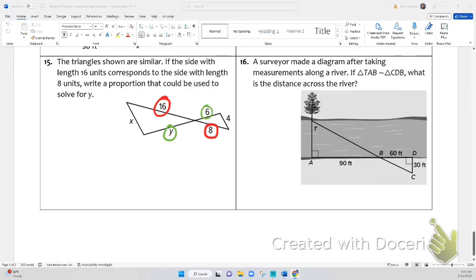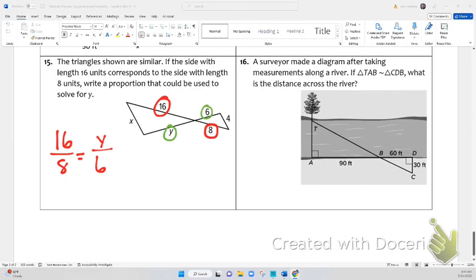So it's asking what proportion we can write in order to solve this problem. Now notice, it doesn't say solve for y, it just says write a proportion that can be used to solve for y. So I'm going to start with the red first. I'm going to go from big to small. So on the second one, you must go big to small as well. So the big one is your y, the small one is your 6, and that's all you need to do. It does not say to solve for y. It just says to set up a proportion.